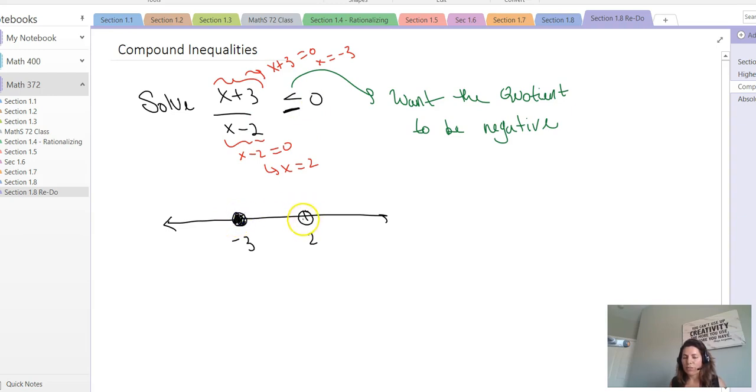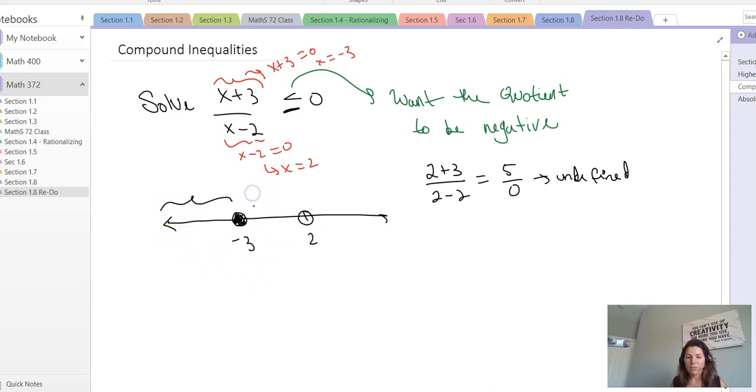What about 2? Included or not included? Notice that x equals 2 makes the bottom 0. If you put 2 in for x, you're going to have 2 plus 3, which is 5, and then 2 minus 2. So you're going to have 5 over 0, which is not allowed. This is actually undefined. Until you get to calculus, you'll get to see what that is. So x cannot be 2 because it's going to make it undefined. So we're going to have a solid circle and an open circle, because we can't have 0 in the denominator.